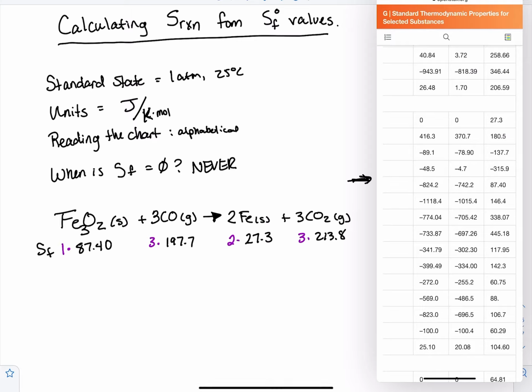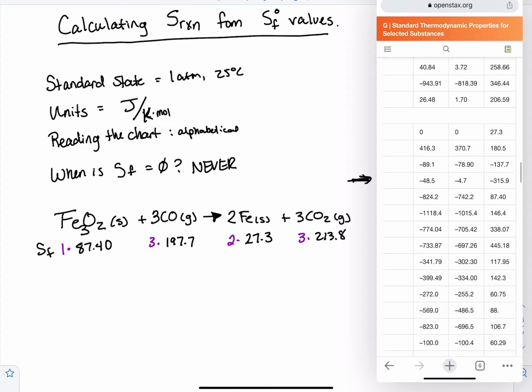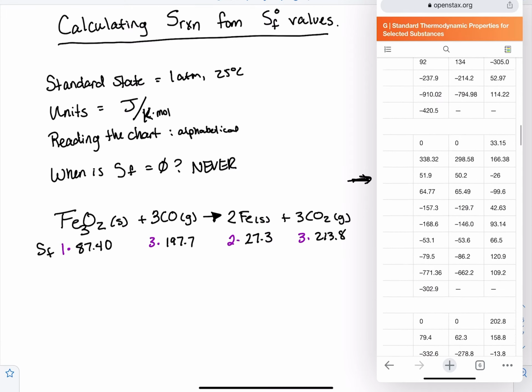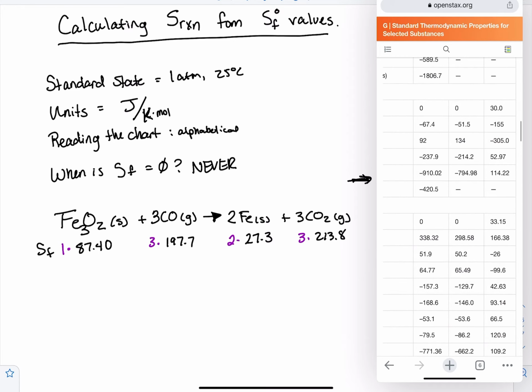87.40. And I'm not saying that entropies are always positive, but most of the time, if you look at this, they really are positive. So just be careful when you're writing them down, and double check if you write down a negative entropy. And remember, it's a summation, it's products minus reactants. In all of Gen Chem, you're going to find yourself saying products minus reactants, or products divided by reactants. Products get preference, I guess you can say.